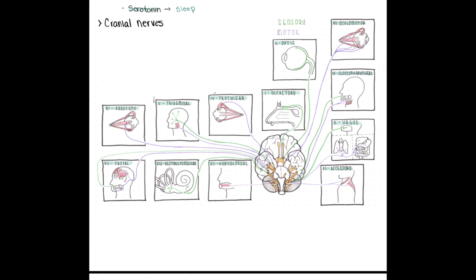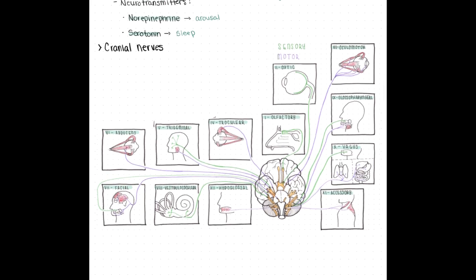And then number 11, our accessory nerve, is just motor. It innervates accessory muscles, the sternocleidomastoid and the trapezius. These are accessory muscles for, in part, breathing. Those are innervated by the accessory nerve. And then lastly, we have the hypoglossal nerve. It's only motor, and it innervates the tongue and is involved in movement of the tongue.